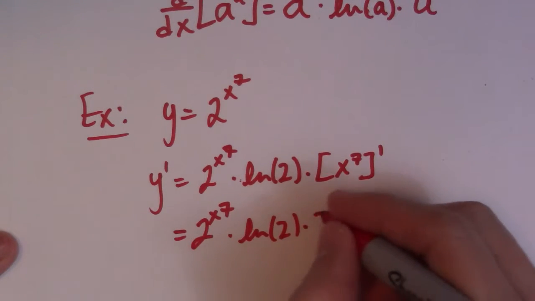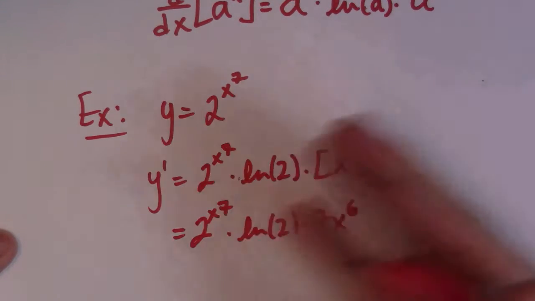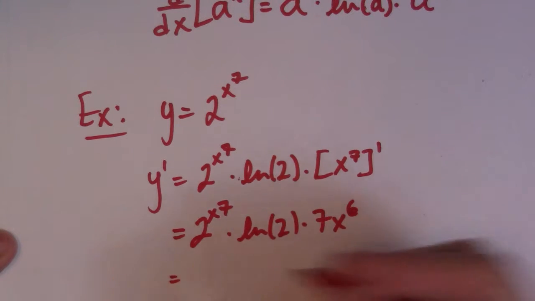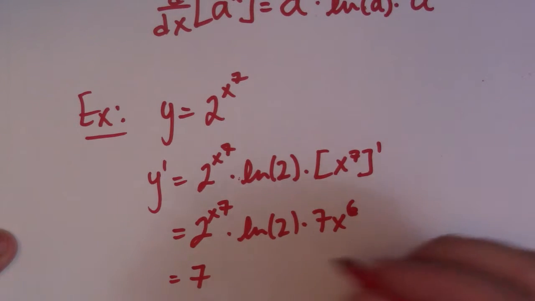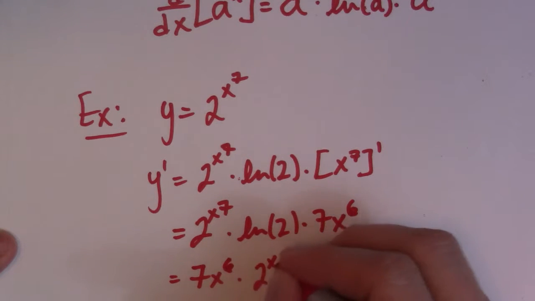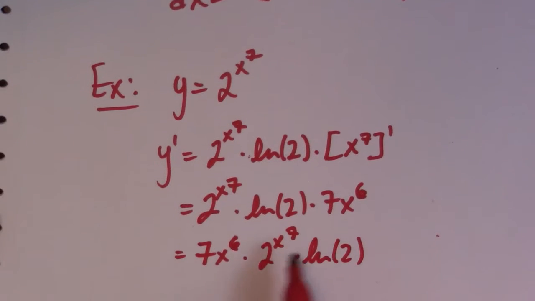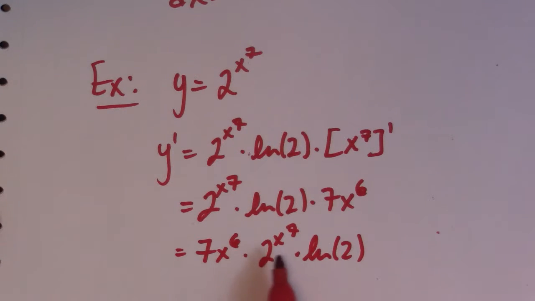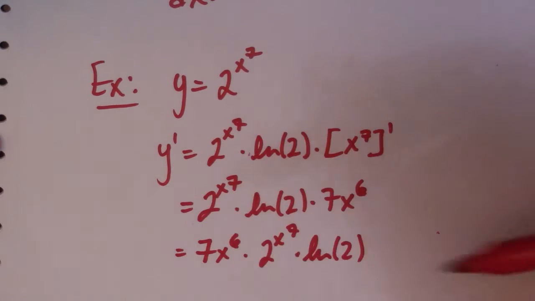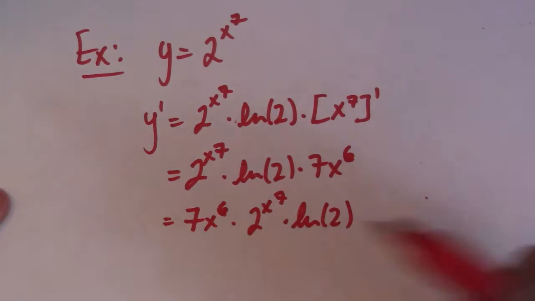So the derivative of x to the 7 is 7x to the 6, and now it's just a matter of writing this guy out. Now there's no particular form. I usually write 7x to the 6 times 2 to the x to the 7 times ln of 2. Doesn't really matter. You could throw this guy out front, 7 ln 2 x to the 6. That would make sense too, because these are both, essentially they're just coefficients. And there it is. There's the first example.